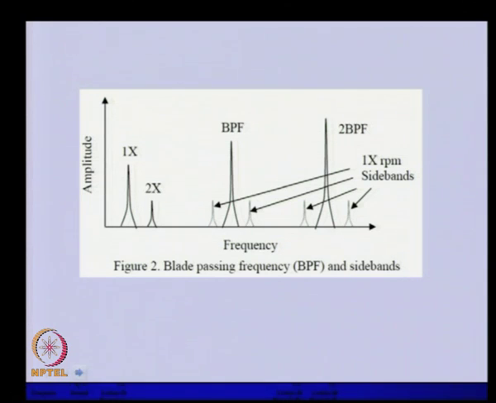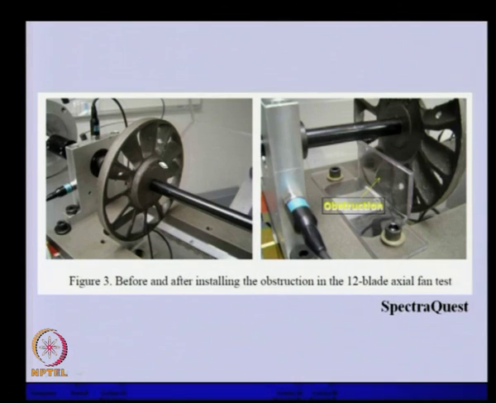So, you can see that this is the BPF and there are sidebands corresponding to 1x RPM of the rotor speed. This is the second BPF, a higher harmonic of that, and we have sidebands of that, and these are due to the unbalance, 1x and 2x corresponding to the rotor speed. This is a typical fan.